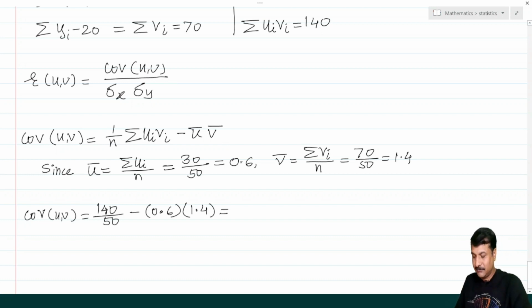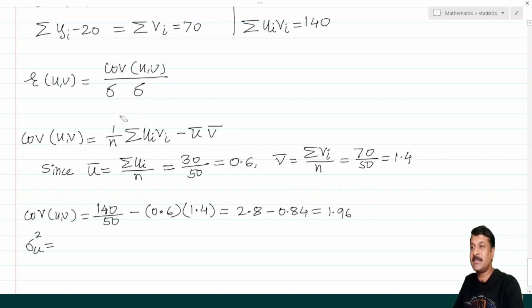So I am getting 2.8 minus 0.84. You can write directly also. It is 1.96. Now sigma x square or u square, what is the formula for that? So actually here make the changes. Here we are using u and v, so that is why corresponding u and v there. So sigma u square is what? 1 by n summation of ui square minus u bar square.